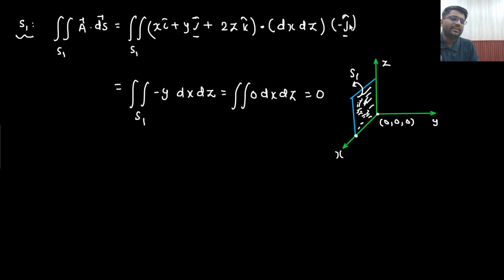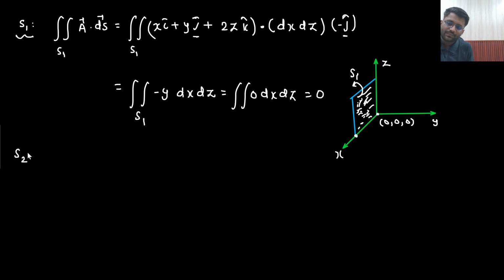Here it is coming out to be dx dz times minus j cap, which is multiplied with A. i cap dot j cap will be 0, j cap dot minus j cap will be minus 1 because the minus sign is there, and k cap dot j cap will also be 0. So minus y dx dz, and the y value is 0 only, so the answer is 0. For S1 it is 0.